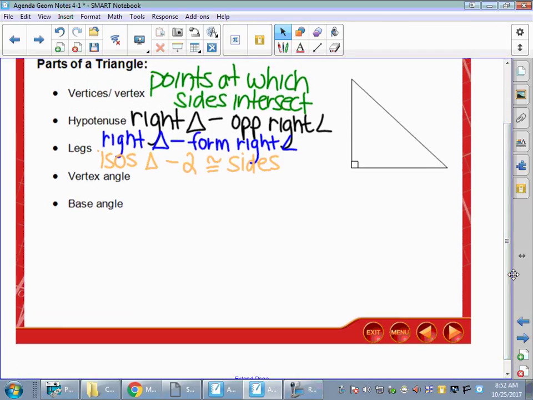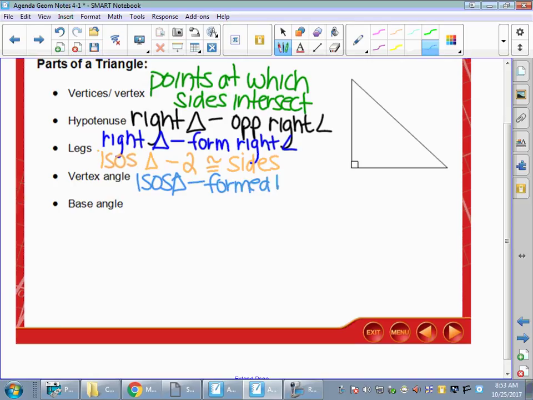Vertex angle is typically in an isosceles triangle. It's formed by the legs. They'll also mention that. And base angles, I should put an S on there, base angles in an isosceles are formed by a leg and a base.